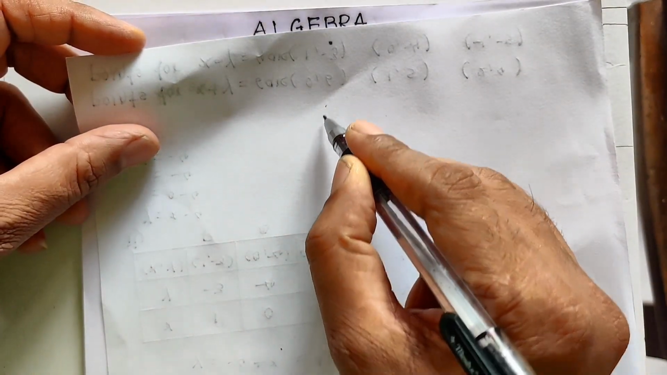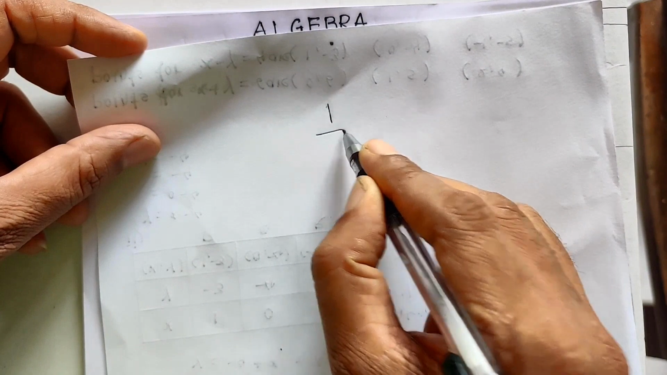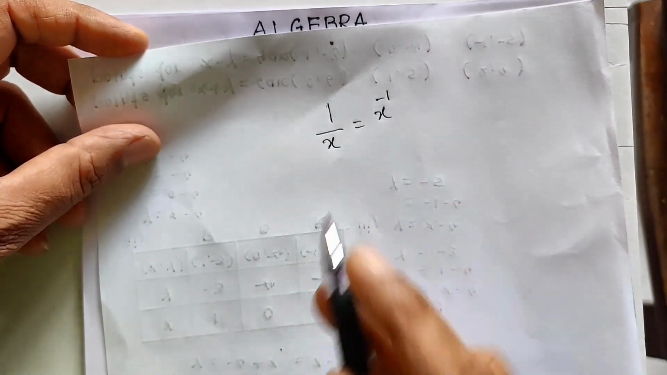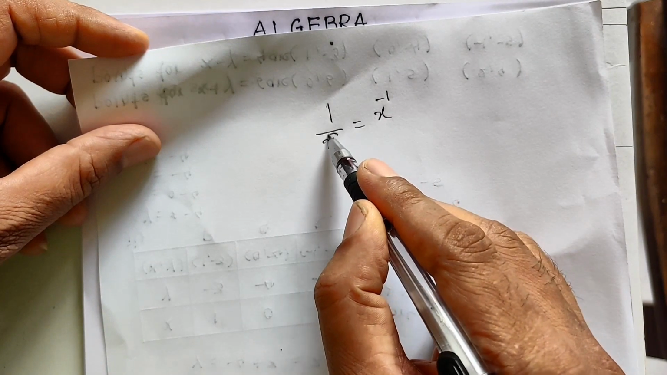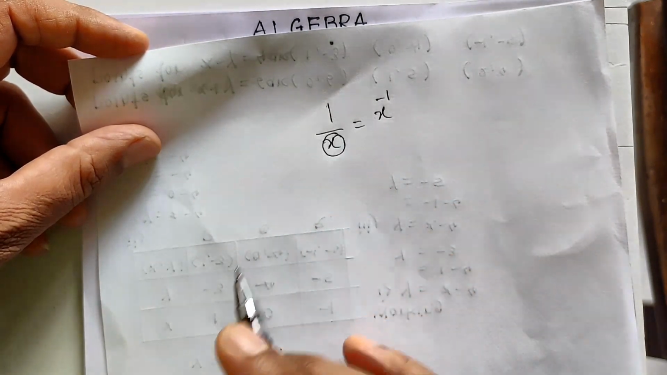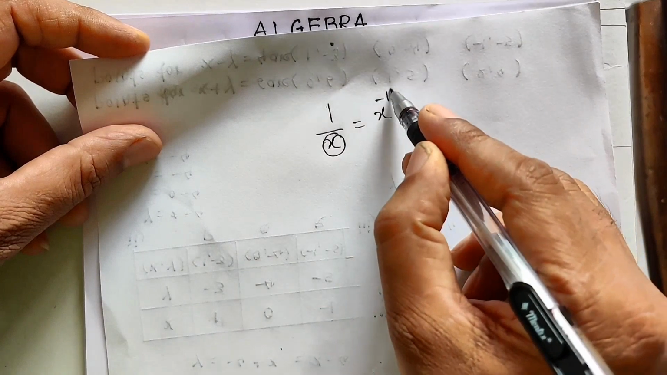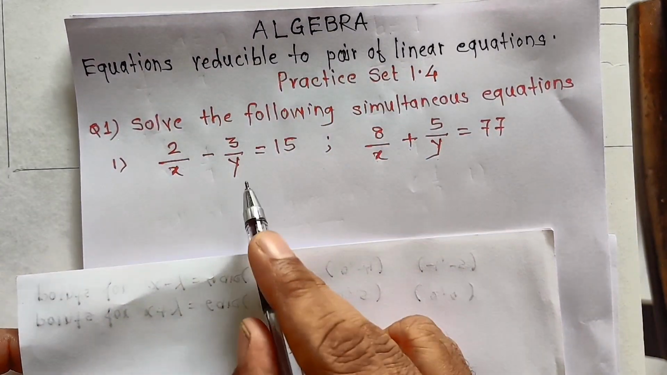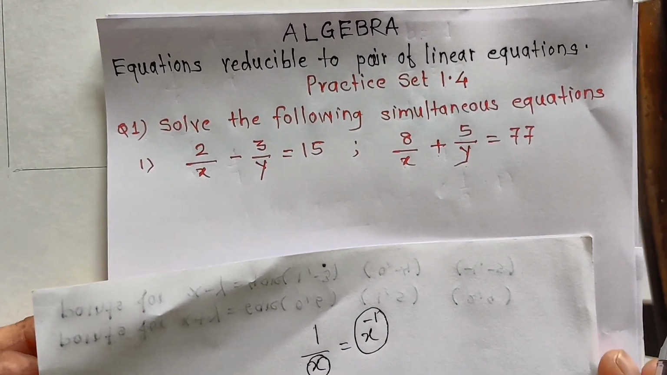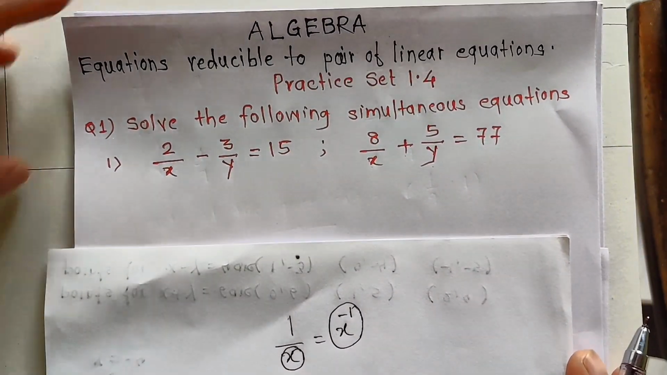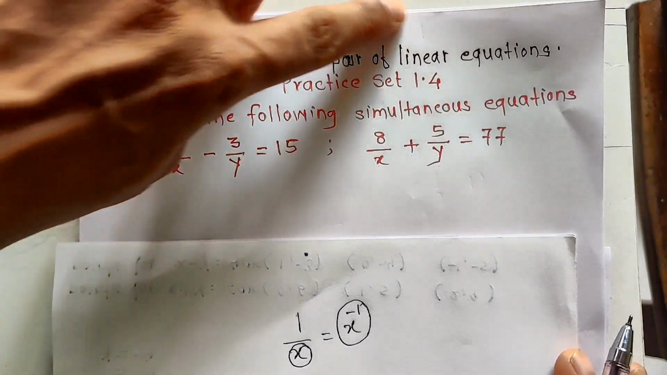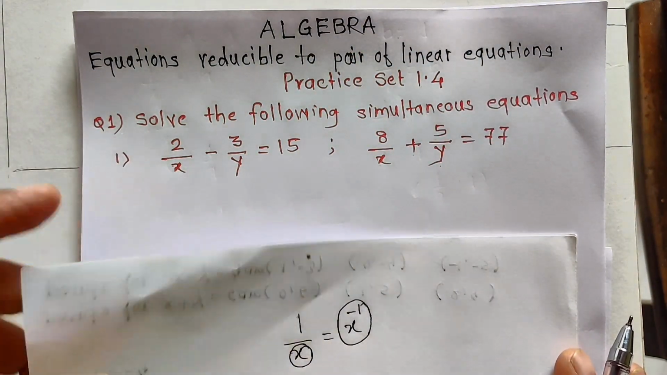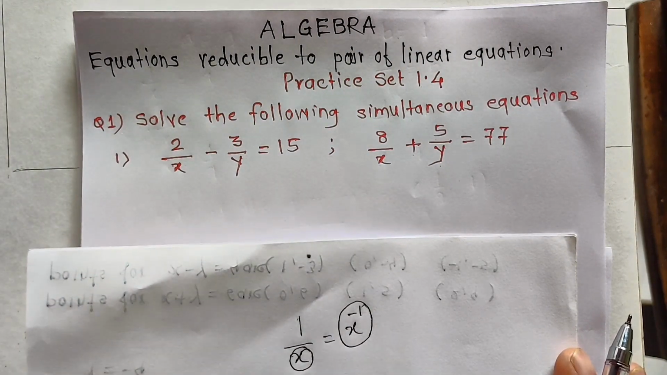According to the laws of indices, when 1 upon x is there, the meaning is x raised to minus 1. Whenever the variable is in the denominator, the index is negative. So in this example, the variables are in the denominator, that means their indices are negative. That means these are not linear equations. We have to convert them into linear equations.